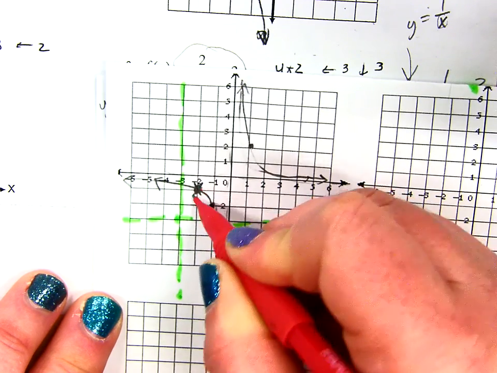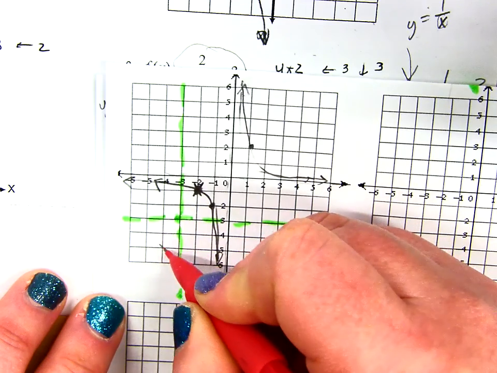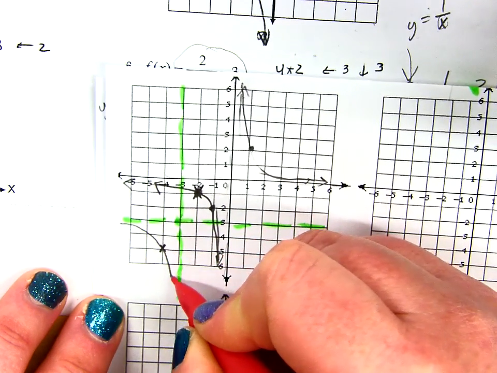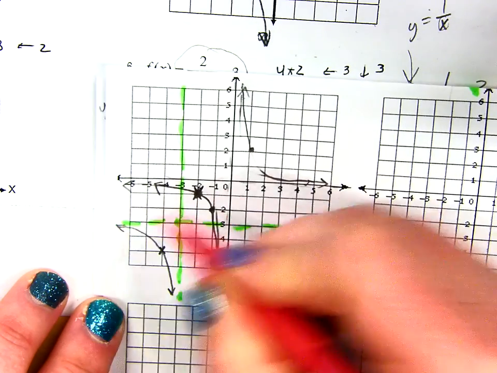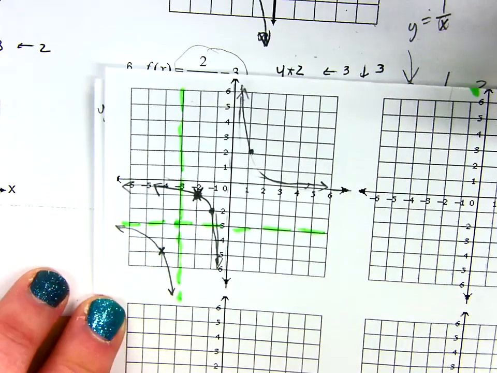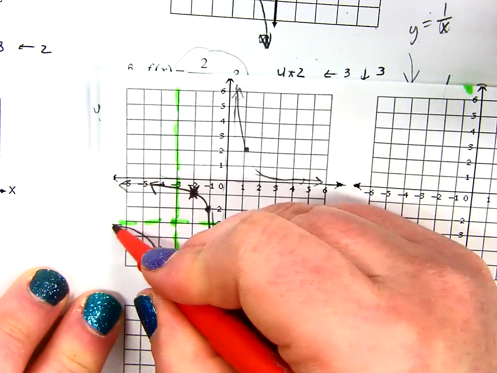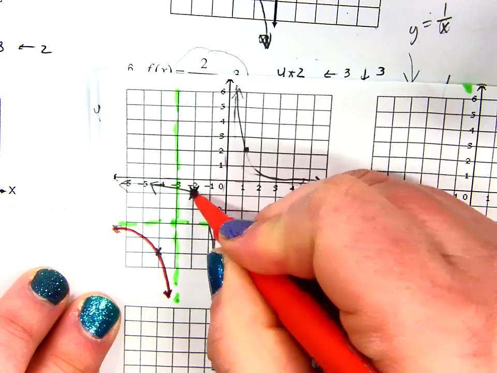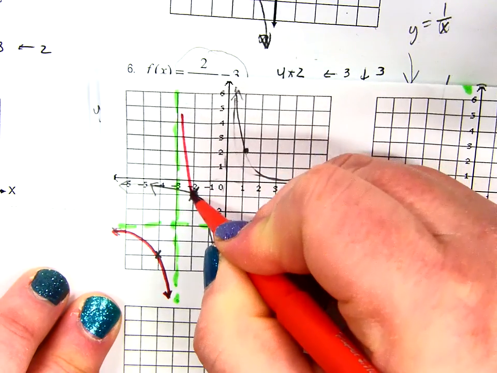Let's put a point here and here. And then I'm just going to have my arcs go through that point. So this is, oh, let's do red. And this point. So this one's going to come like that.